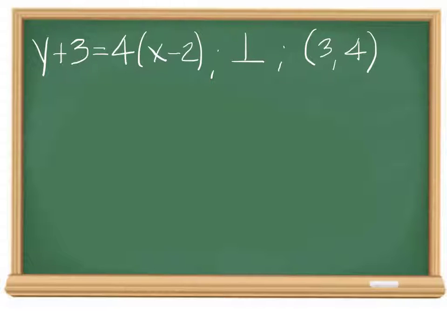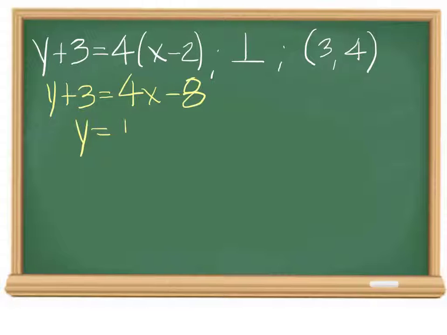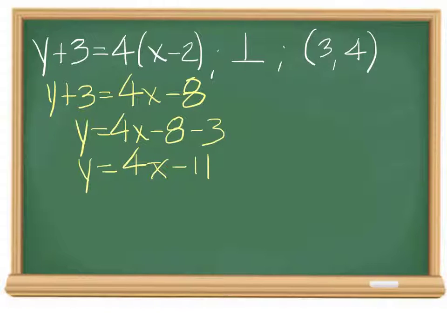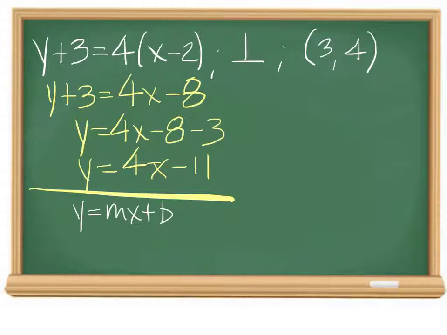On the practice problem, you should start with y plus 3 equals 4x minus 8. Move the plus 3 to the right, change the sign, simplify on the end, and you should have 4x minus 11. Now create a new equation, y equals mx plus b, and use the negative reciprocal of 4 to get negative 1 over 4.